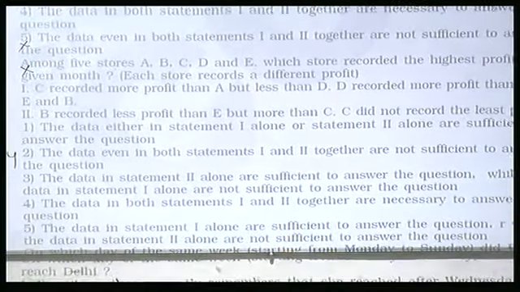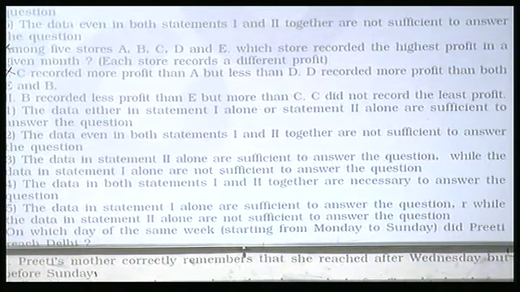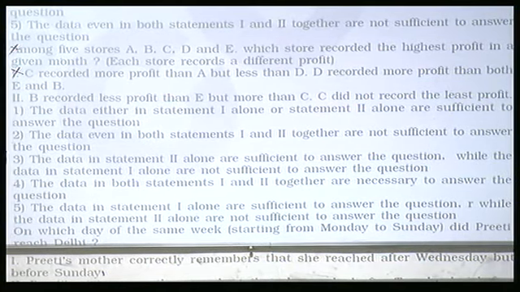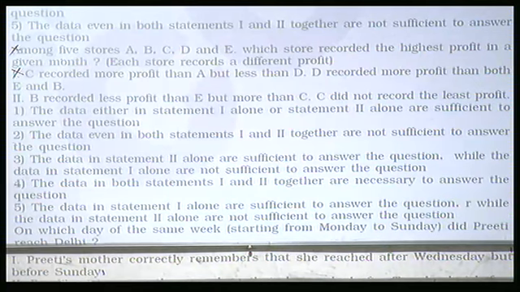Now in this 24, what is given here? Among 5 stores, A, B, C, D and E, which store recorded the highest profit in a given month? Now the question is about which store recorded the highest profits in a month. How many are there in total? In total there are 5 stores. 1, 2, 3, 4, 5. Now the answer should be regarding the first one, isn't it? Which store recorded the highest profits?